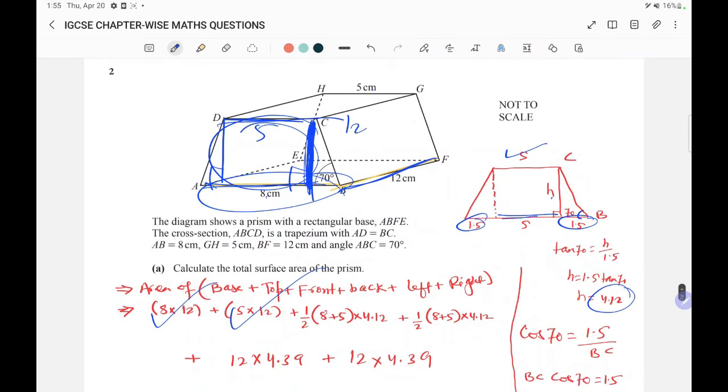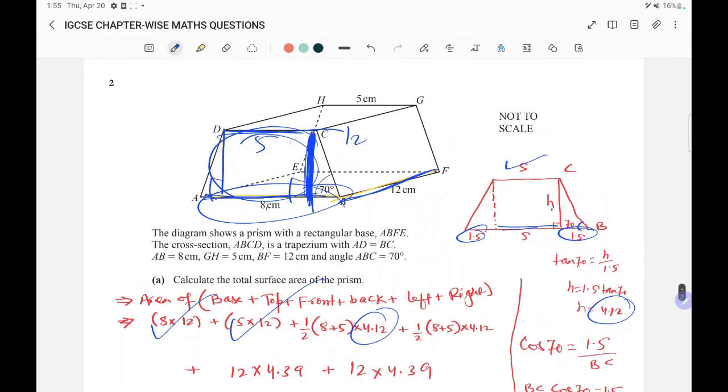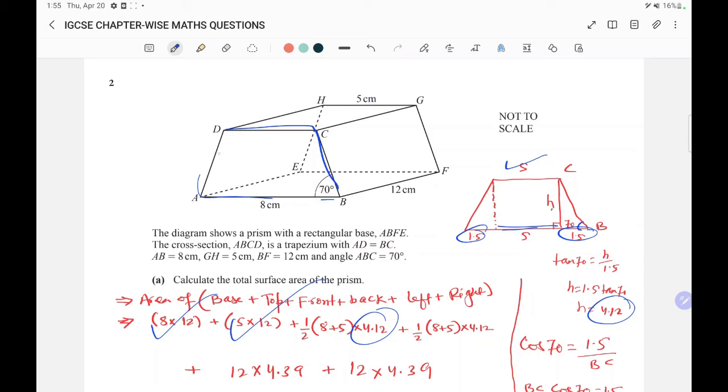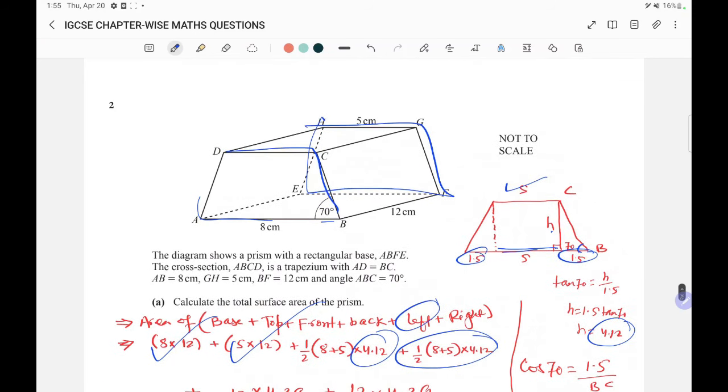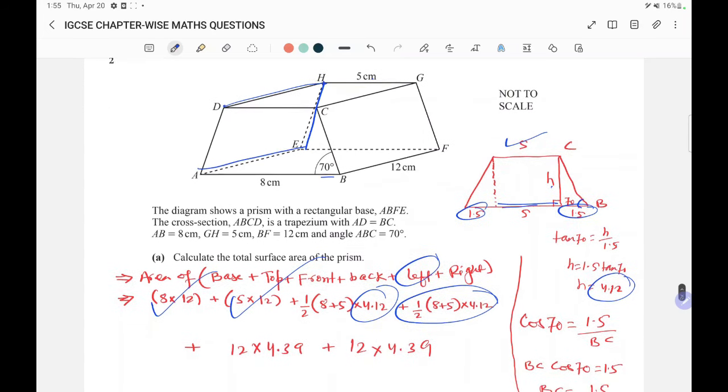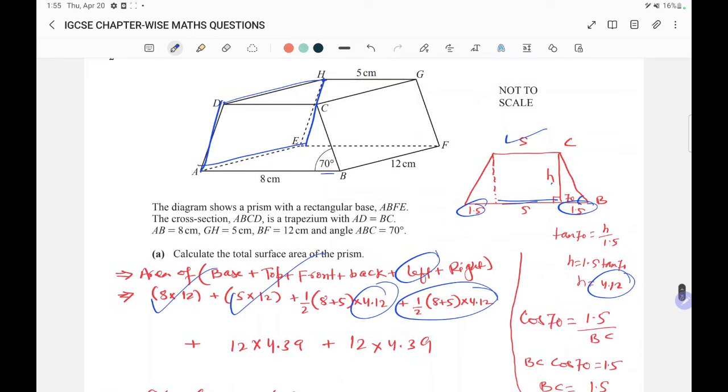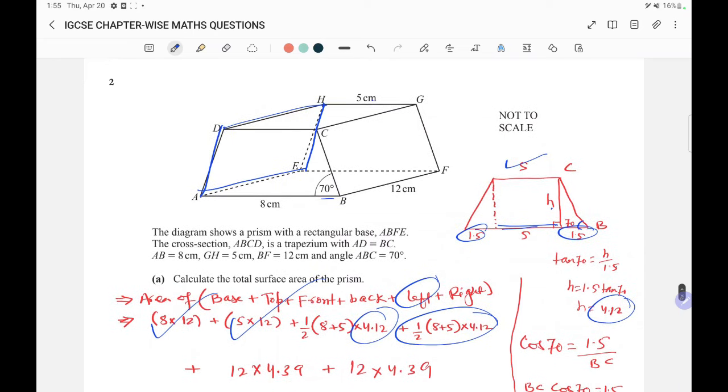Now half times 8 plus 5 times 4.12. This is your front. Okay, but if you observe carefully, then this front and this back will be same. So half 8 plus 5 times 4.12. Now left area is this. This is your left area, right? So that left and right should be same.